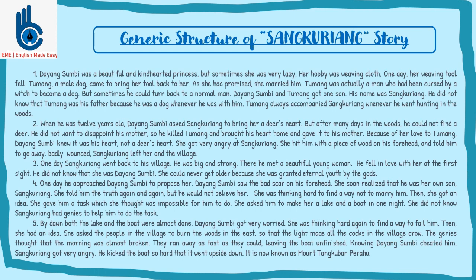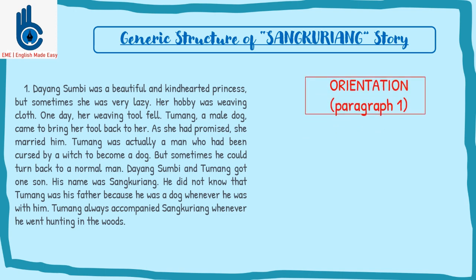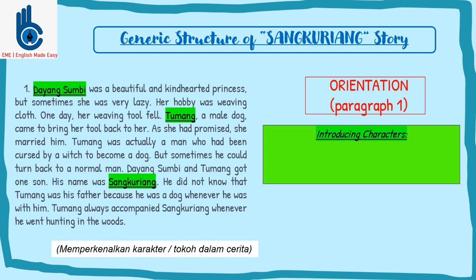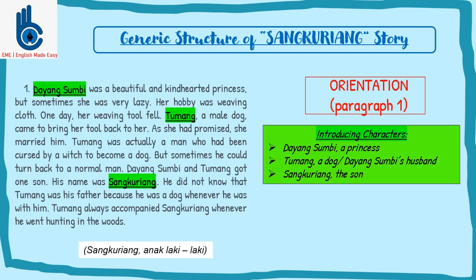First, let us see the generic structure of Sangkuriang story. The first paragraph, it is called orientation. Let us see. Here there is Dayang Sumbi, Tumang, and Sangkuriang. They are introducing the characters. It includes Dayang Sumbi as the princess, Tumang, a dog and Dayang Sumbi's husband, and Sangkuriang, the son.